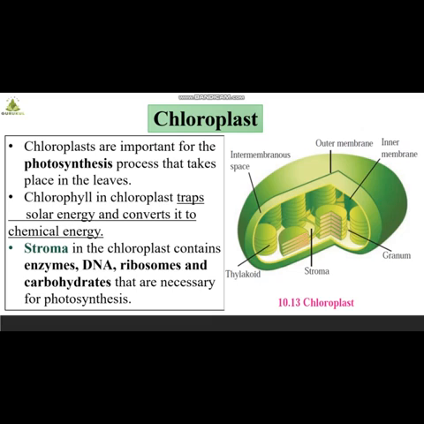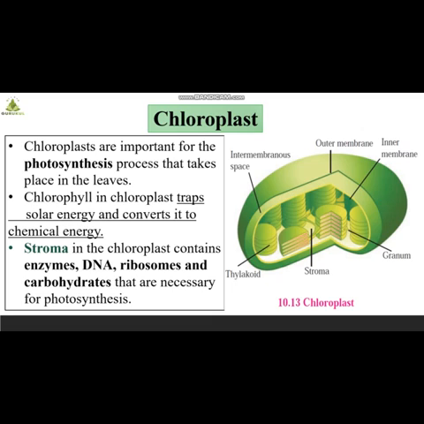Stroma in the chloroplast. Now, if you go through the figure which is given, 10.13 chloroplast figure, you have so many different structural components. We have thylakoids, stroma, granum, inner membrane, outer membrane, and intermembranous space. Thylakoids are like stacks of circular shapes placed one upon another, and stroma is the internal structure, and then we have granum.